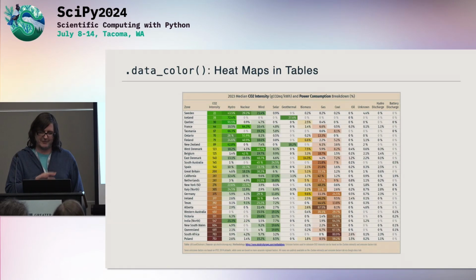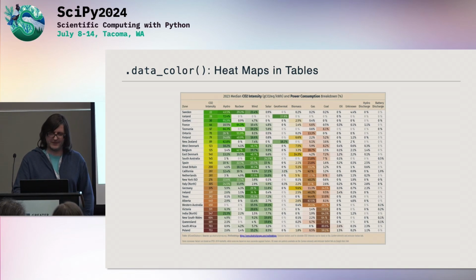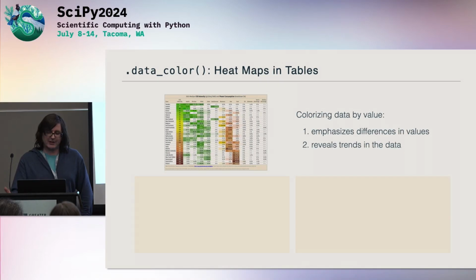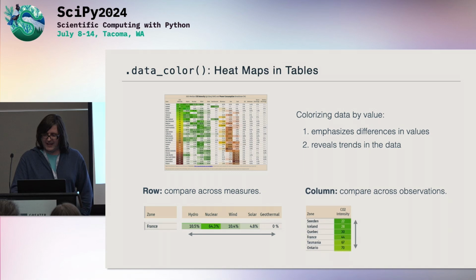Okay. Another segue, I'm going to talk about another method, data_color. Heat maps in tables. This is a table made with Great Tables, and the cool thing about it is it has a heat map, care of data_color. So we colorize data by value, and the cool thing about that is we get to emphasize differences in values. It's nice. And we get to reveal some trends in the data just from doing that. So if you look at one row, you can compare across measures without even looking at the values. You just look at the color. And same with columns. You just look up and down. You can get a sense of what the scale is just from the colors changing.